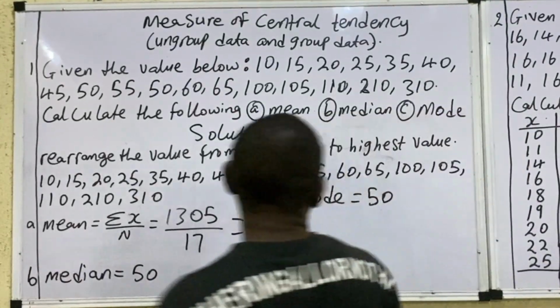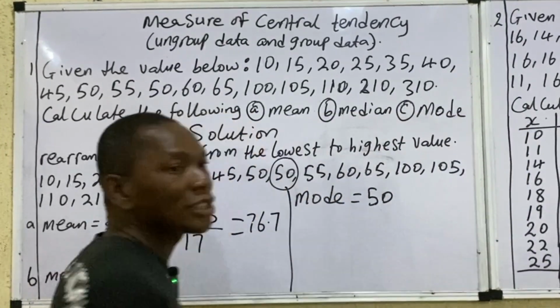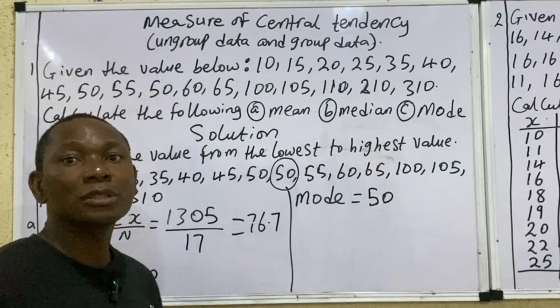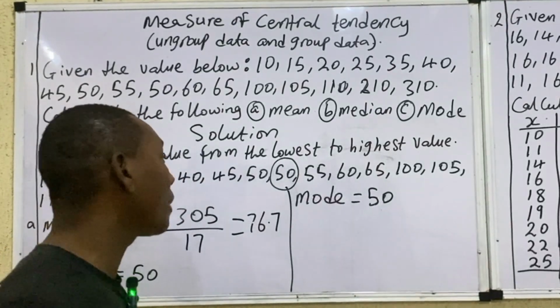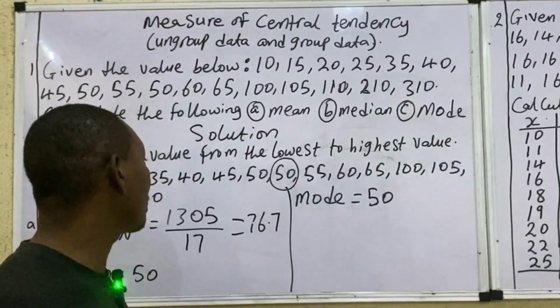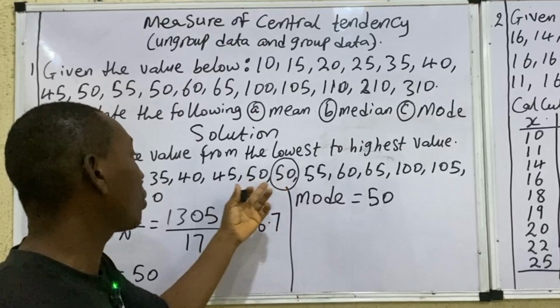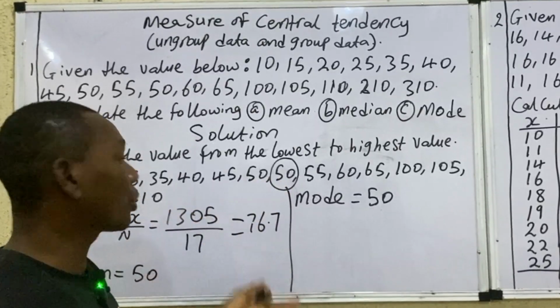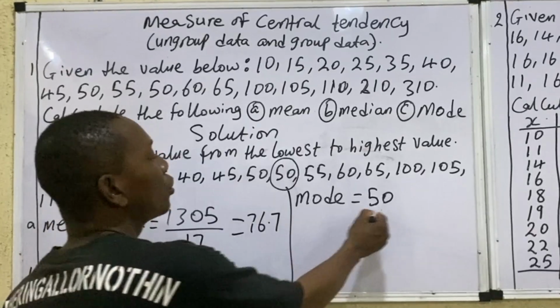Now, the next is the mode. The mode is the number that occurs most, or the most frequently occurring number. So in this case, what is the number that occurred most frequently? You can see that 50 occurred how many times? Twice, 2 times. Every other number occurred just once. So in this case, the mode is 50.